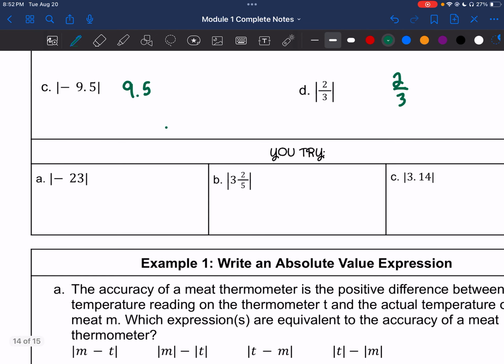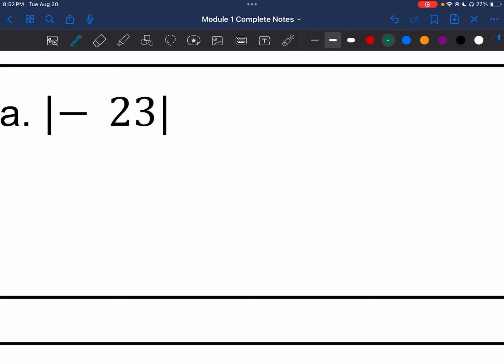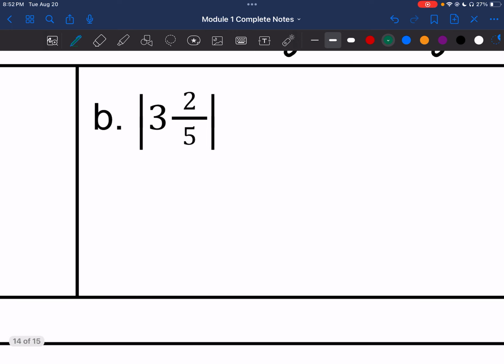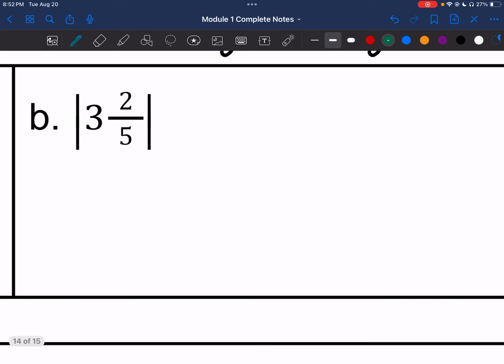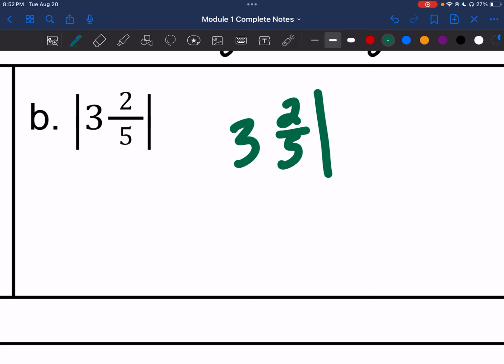Letter A is the absolute value of -23. So how far away is -23 from 0 on the number line? And that is simply 23, a very good number here in Chicago. Letter B, we have a 3 and 2/5. We have a mixed number. So what is that distance away from the number line? It is 3 and 2/5.